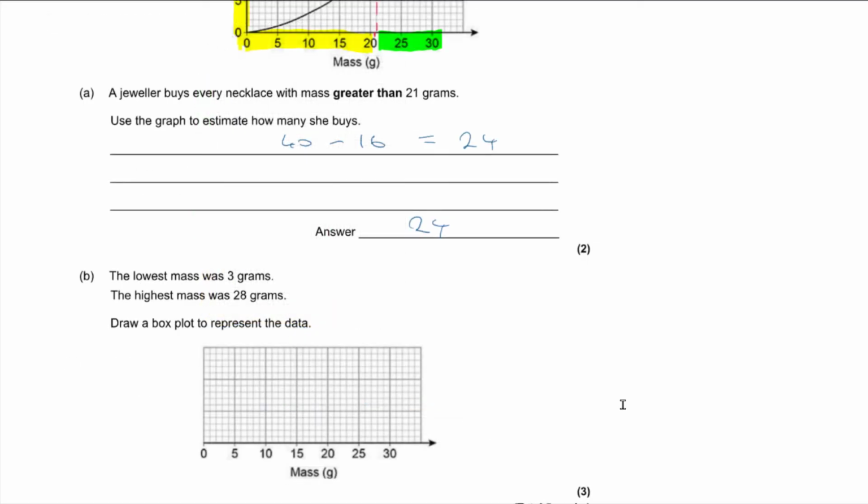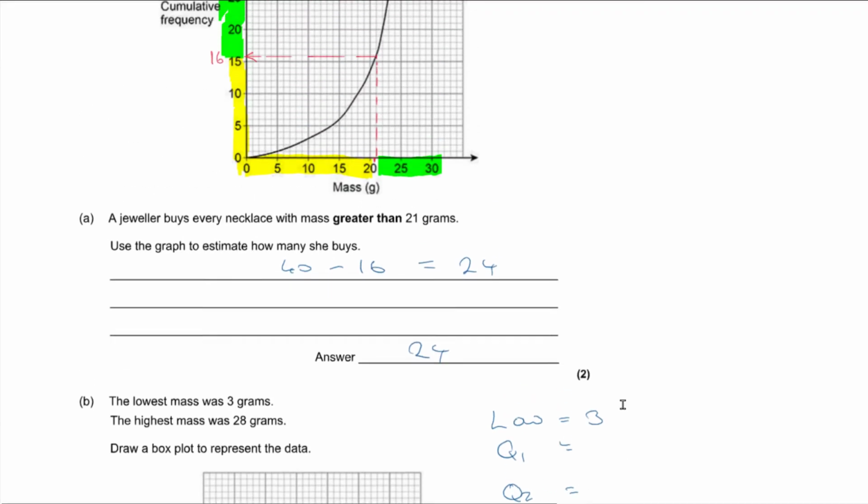Now part B says the lowest mass was 3 grams, the highest mass was 28 grams. Draw a box plot to represent the data. Okay. Now for a box plot we need 5 values. We need the lowest value, which we've got, which is 3. We need Q1, we need Q2, we need Q3, and we need the highest value, which we know is 28. Now, we don't currently know Q1, Q2, and Q3, but we can easily read those off our graph.